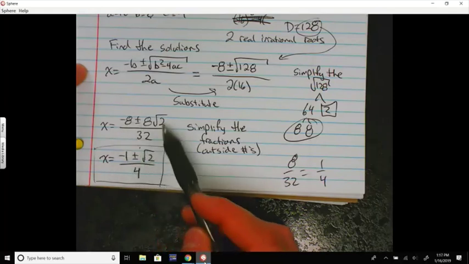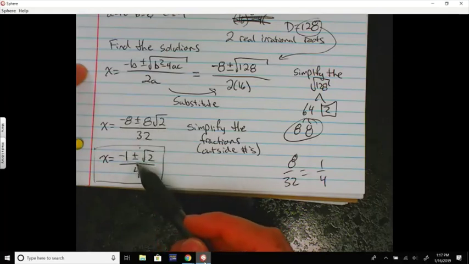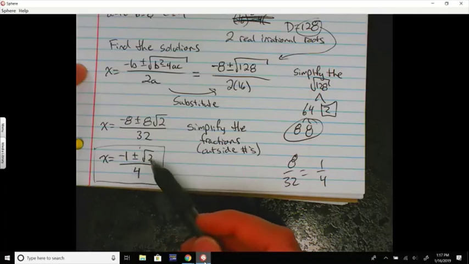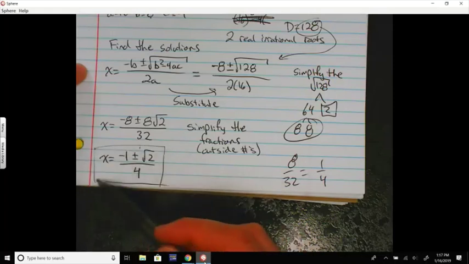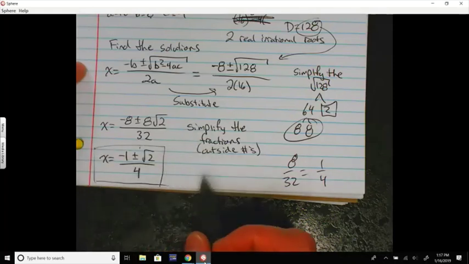Then the answer would be x1 equals -1 minus root 2 over 4, and x2 equals the other one, plus. A lot of times answers will be left just like this, so you just write the plus or minus and then you write it once.